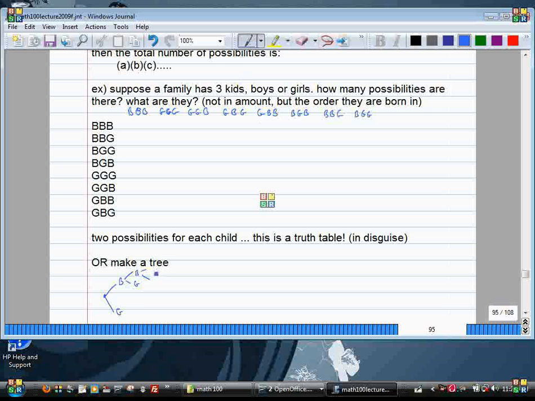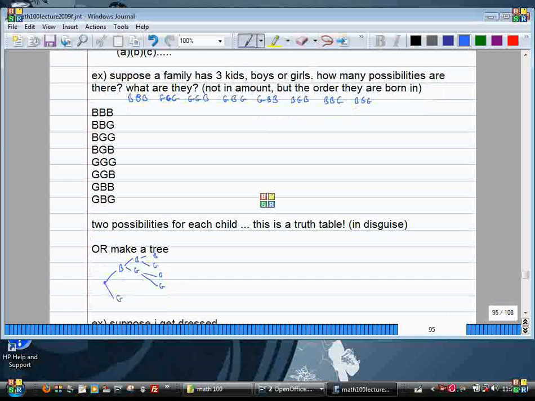And what goes on each branch? Boy, girl. Now next, we're at the girl. How many branches come off of that? 2, which are boy and girl. Now we'll go to the bottom half of the tree. How many branches come off girl?